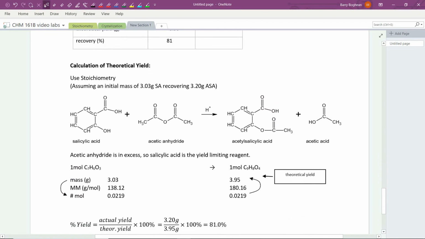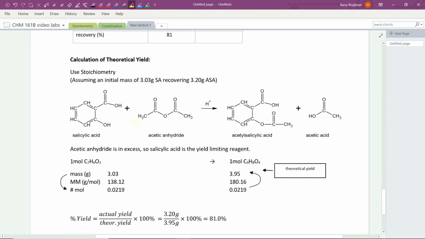If you follow down here, work below a balanced equation. Here's the mass of salicylic acid divided by the molar mass gives us moles. Grams divided by grams per mole is moles. From the stoichiometry of the equation, 1 mole of SA produces 1 mole of ASA. So similarly, 0.219 moles of SA will produce 0.219 moles of ASA.